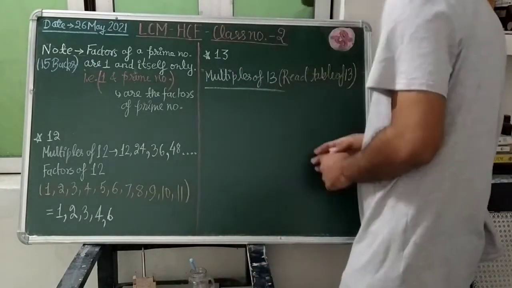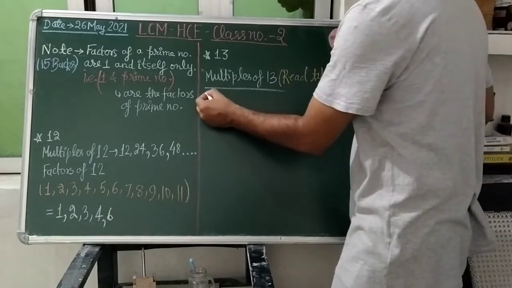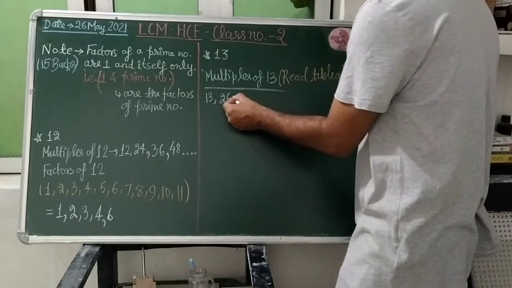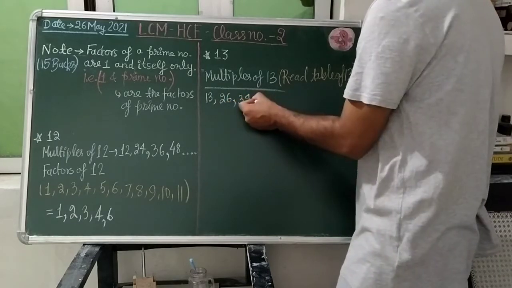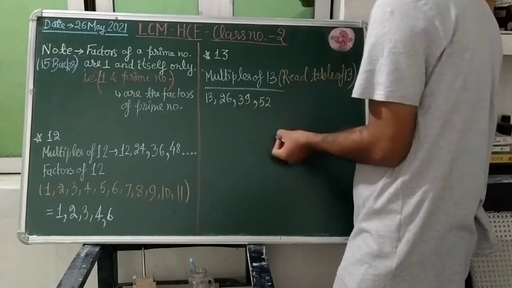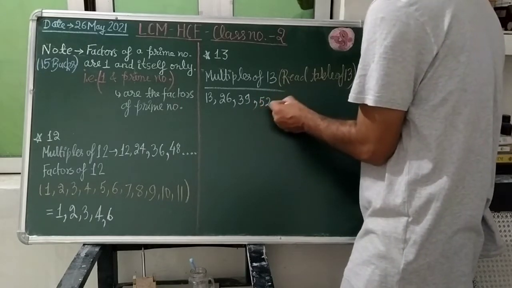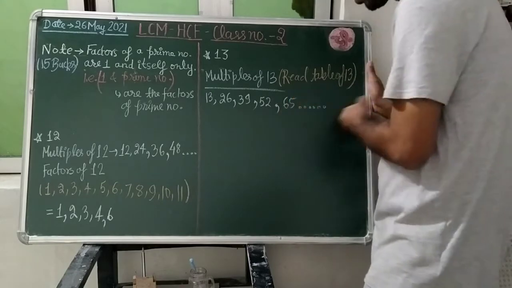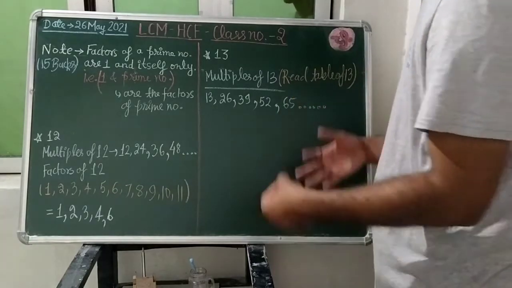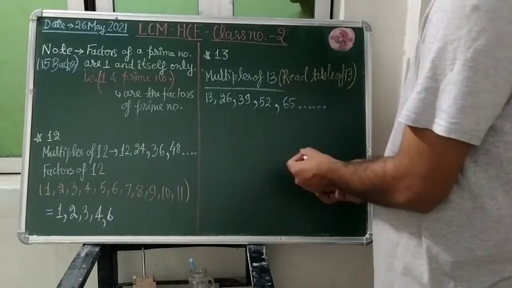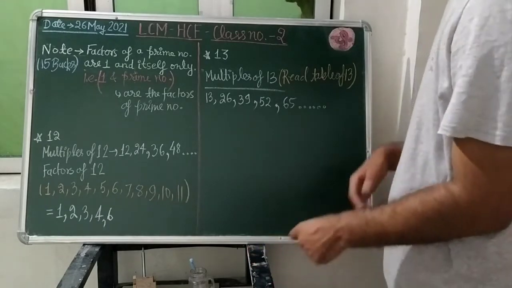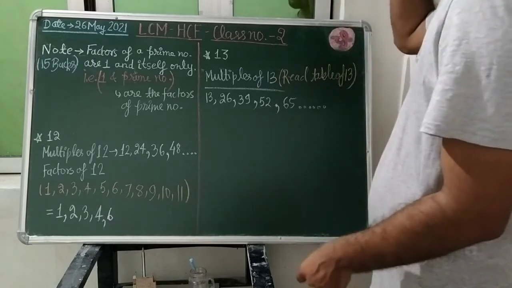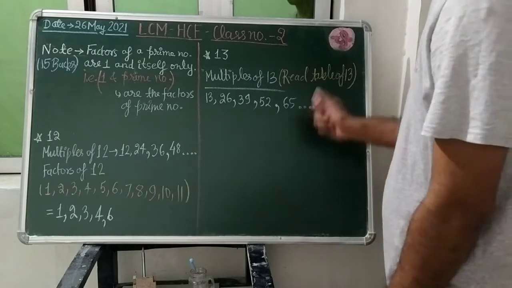To find out the multiples of any number, 13 1s are 13, 13 2s are 26, 13 3s are 39, 13 4s are 52, 13 5s are 65. It will go on. Multiples of any number are unlimited. To find out the multiples of any number, what will we do, students? We will read out the table of that number.